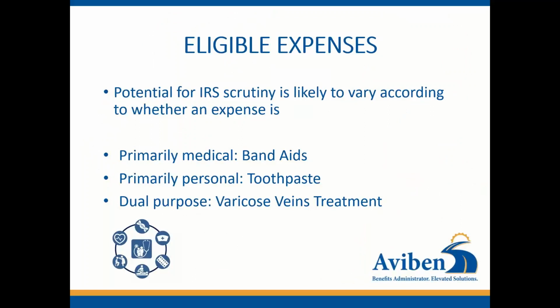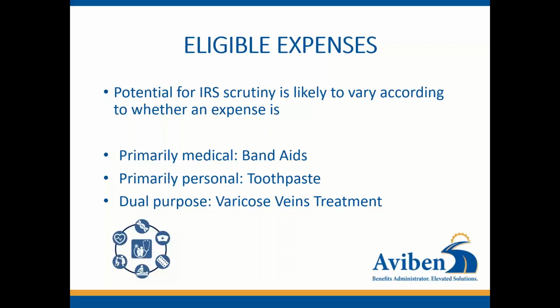So now how do we determine what is an eligible expense? Well, the IRS has three types of expenses. They have primarily medical, primarily personal, and a dual purpose expense, right? Primarily medical is going to be an expense that is always going to be eligible because it is for a medical purpose. Band-Aids is a good example of this. You're not going to use Band-Aids as tape or some type of adhesive other than to cover a wound or something like that, right?